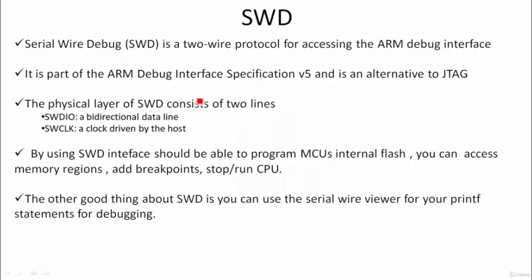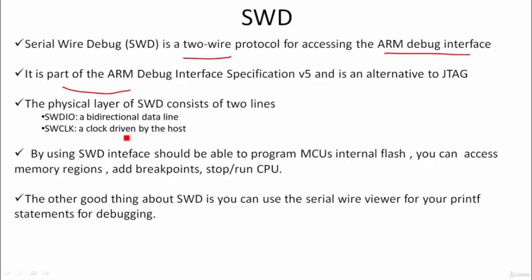Now the serial wire debug is a two-wire protocol for accessing the ARM debug interface. It is part of the ARM debug interface specification v5, and it is an alternative to JTAG. The physical layer of SWD consists of only two lines. One is called SWD-IO, which is a bidirectional data line which carries debug-related data, and the other is SWD clock, a clock which is driven by the host.